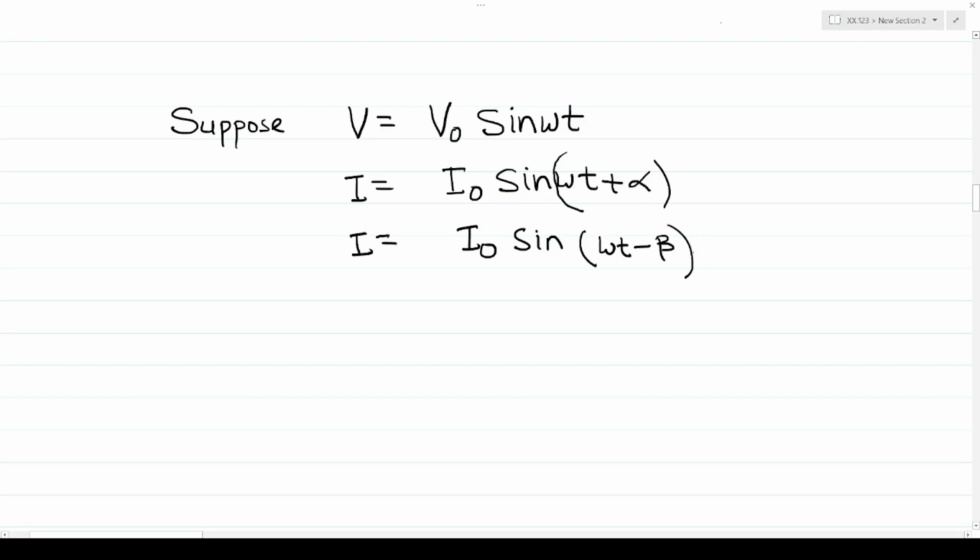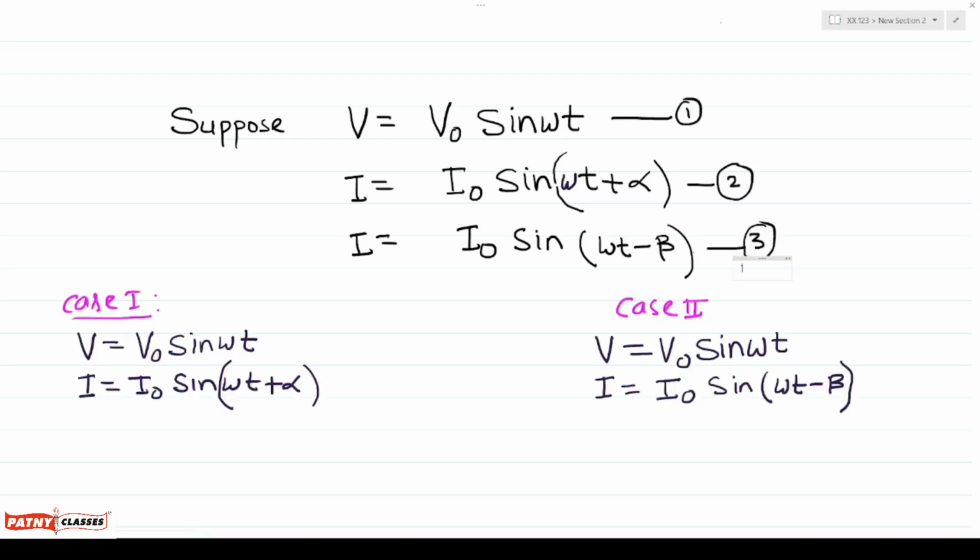Here are the three equations. V equals V naught sin omega t. And the equation of the current is given by I equals I naught sin(omega t plus alpha). In the other one, the current is given by I naught sin(omega t minus beta). In case number 1, I have selected two equations, equations 1 and 2. In case number 2, I have selected equations 1 and 3.